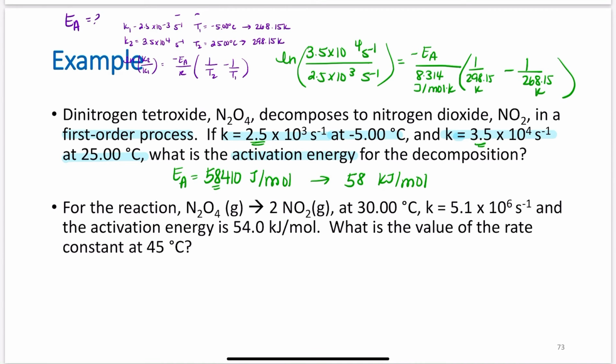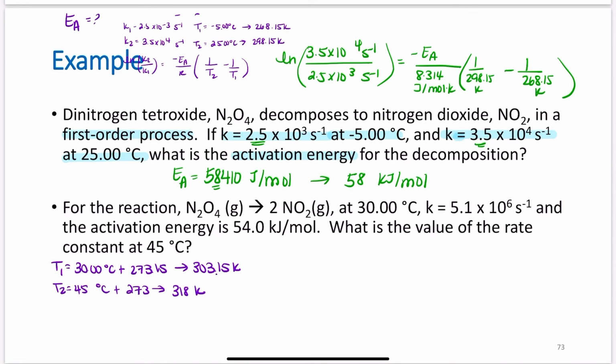Second example, for the reaction N2O4 going to 2NO2, at 30 degrees C, K is equal to 5.1 times 10 to the 6 seconds to the minus 1, and the activation energy is 54 kilojoules per mole. What is the value of the rate constant at 45 degrees C? We use the same equation. T1, 30 degrees C plus 273.15 gives me 303.15 K. T2, 45 degrees C. That one just says 45. So 45 degrees C plus 273, 318 K.